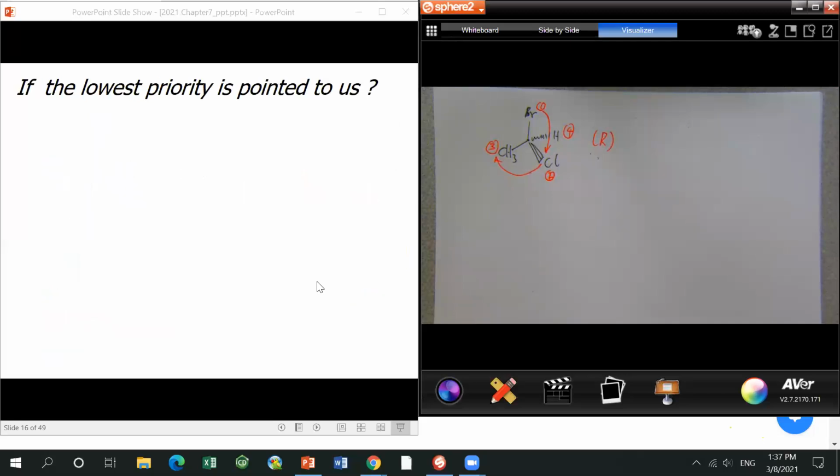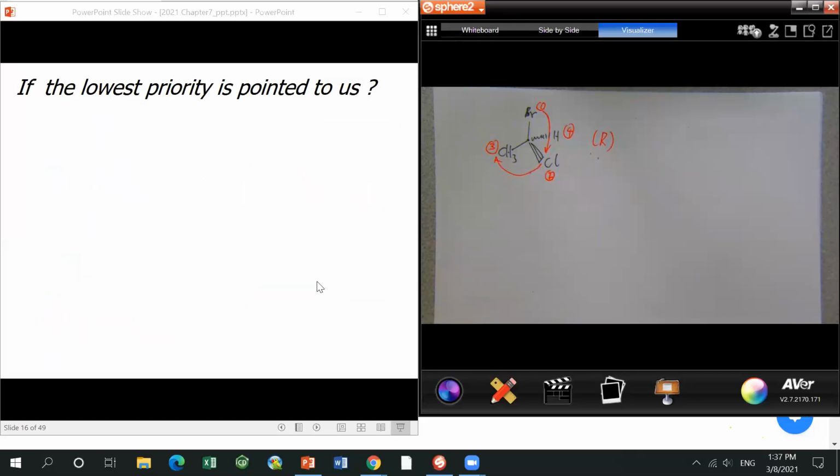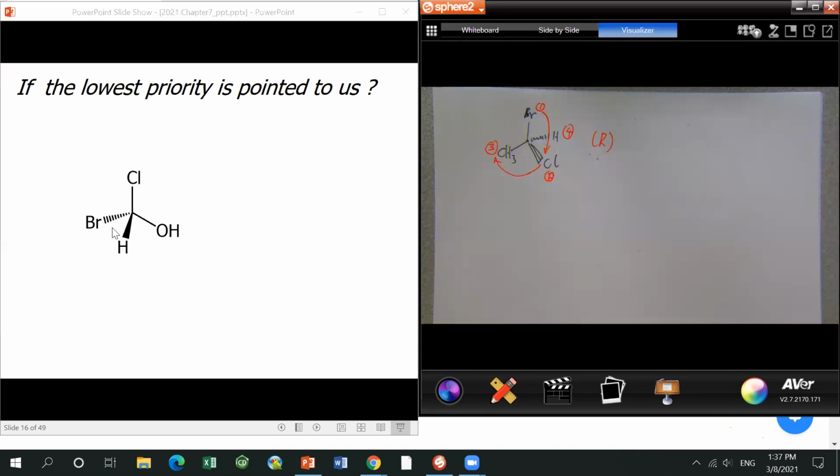Normally speaking, I won't give you such an easy example in the quiz or exam. Quite often the lowest priority group points towards you, so how do you assign R and S? In the example shown here, this is also one carbon with 4 different attachments, and hydrogen, the lowest priority group, points towards you. In this case, when you assign R and S, you can do it in three ways.